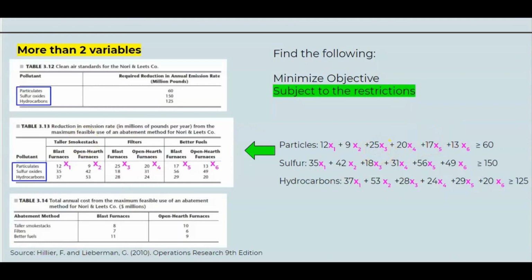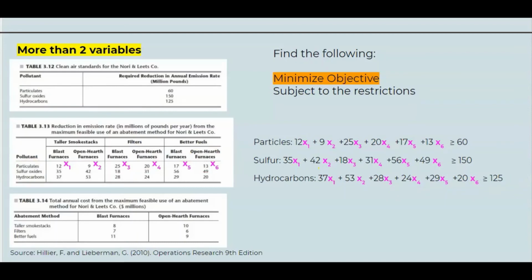The next equations are going to be the sulfur and the hydrocarbons. Same idea, we took the numbers for the 150 and then 125. So that finishes our constraints and restrictions as far as the equation goes. Now we have to find the next one, which is the minimizing objective. This is going to be our objective function that we mentioned in the previous video.